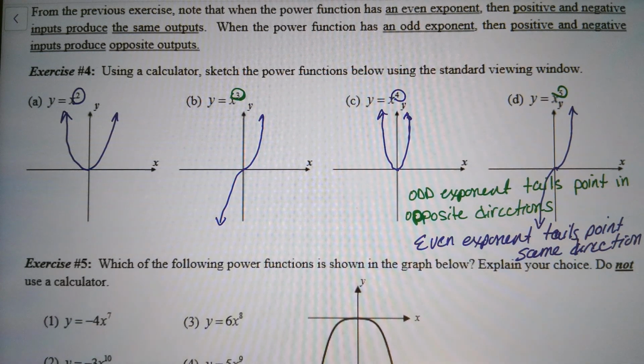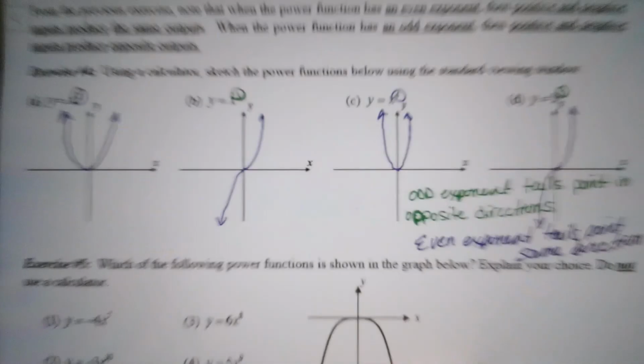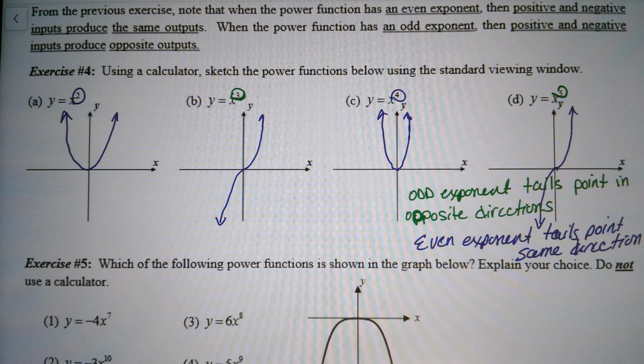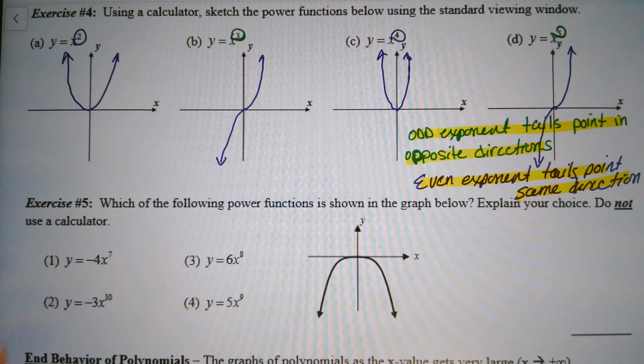Right? The tails point in the same direction when you have an even exponent. It's important to remember this. Which of the following power functions is shown in the graph below? Explain your choice. Do not use a calculator.